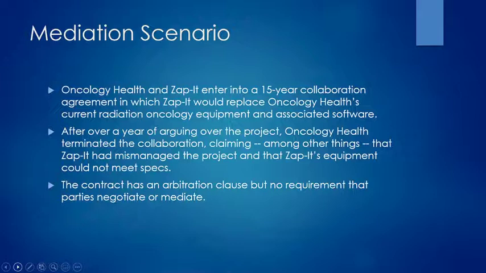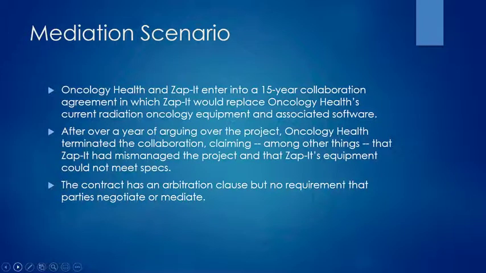So Zapit was to provide on-site assessments of Oncology Health's needs, 10 highly sophisticated, cutting-edge pieces of radiation equipment that cost $1 million each. The phrase cutting edge was in the 10-page contract documenting this 15-year collaboration. The software necessary to operate the new equipment, along with lengthy maintenance obligations, project management, data transition, and help with customization and implementation of the new system. All of the entities involved, including many subcontractors helping Zapit, worked together on the project for over a year.